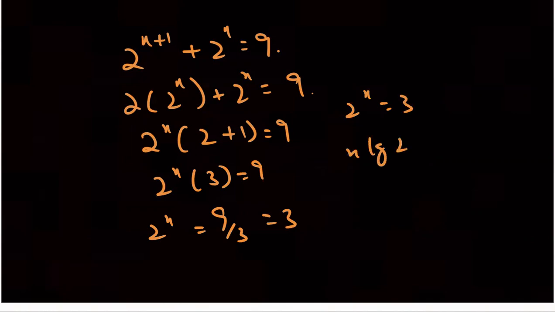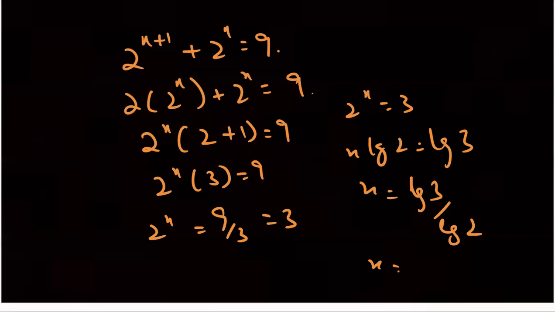So 2 power x is equal to 3. x log 2 is equal to log 3. x is equal to log 3 divided by log 2. So x becomes 0.4771 divided by 0.301, that is equivalent to 1.59.